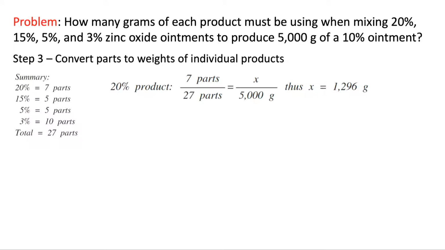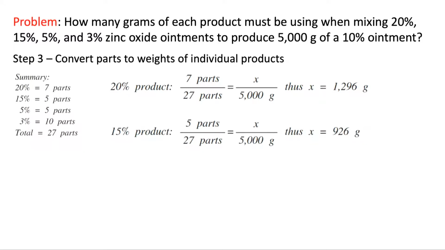And hopefully you can kind of see how that proportion was set up, because essentially we're going to do the same calculations for each of our ingredients. So moving on to our 15% product, look back at our summary. For the 15%, we were told to use 5 parts. So I'm going to set up my proportion as 5 parts over the total parts, which is always going to be 27 in this example. Set that equal to some unknown X amount of the 15% over the total, which is never going to change in this question, which is 5,000 grams. So now I solve for X again by taking 5 times 5,000 divided by 27, and my number would be 926 grams. And that's the weight of the 15% product that I need.